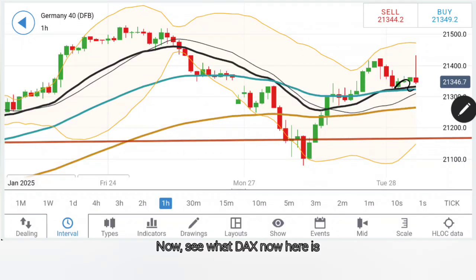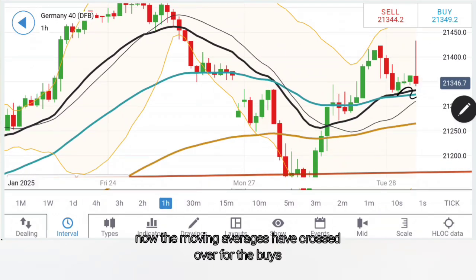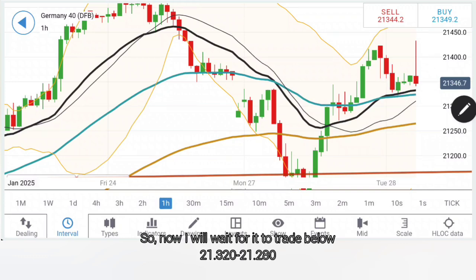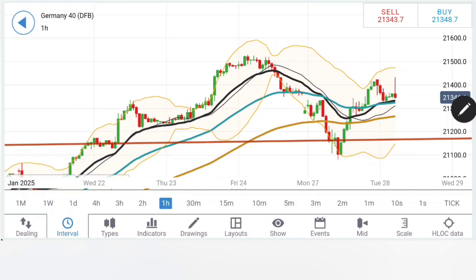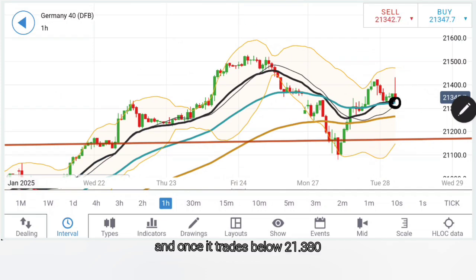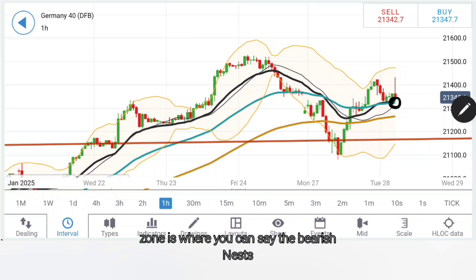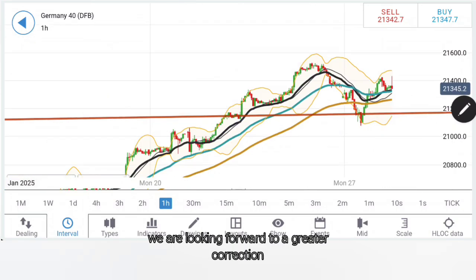Now see what the DAX is doing here. It has hit a high. It is now showing extreme swings, and another thing to note, after trading bearish, now the moving averages have crossed over for the buys. So now I will wait for it to trade below the 21,320, 21,280 zone. 21,320, 21,280 is going to be the prime support zone here, and once it trades below it is where you can say the bearishness should prevail, where the 21,240, 21,200 levels should appear, and below 21,200 we are looking forward to a greater correction.